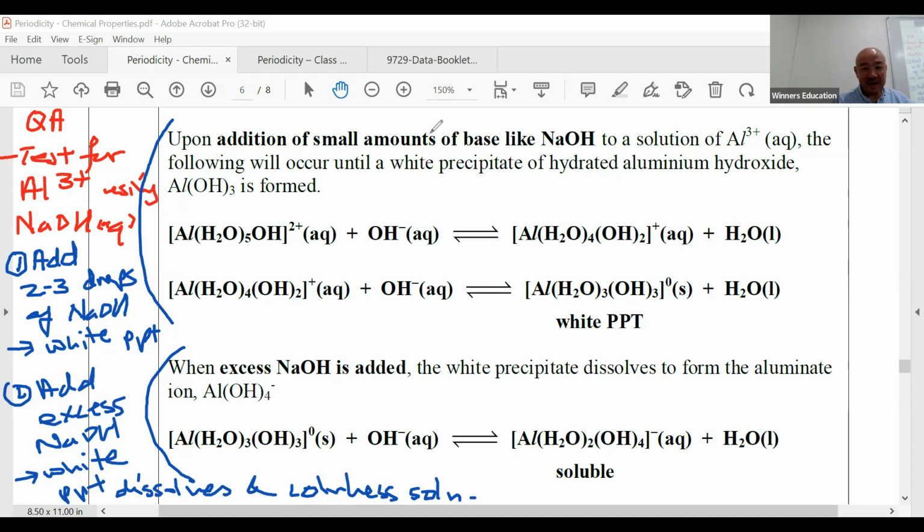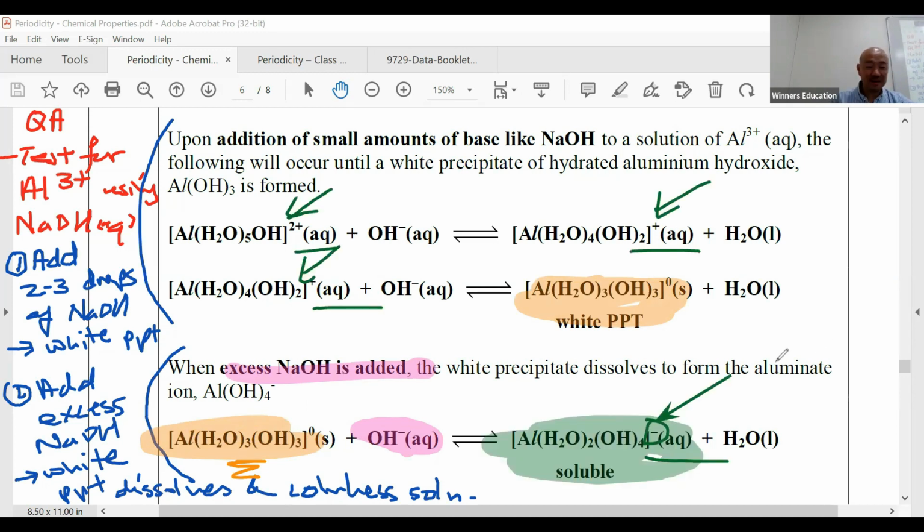Once again, if I add excess, I get a lot more. So just now, the white precipitate over here still has acidic protons. How many? 3 more, correct? So go 1 more round. Then they form what? The complex ion again. So they dissolve. Consider that.